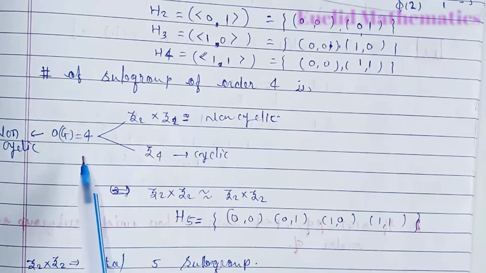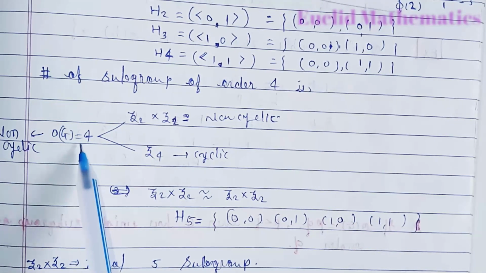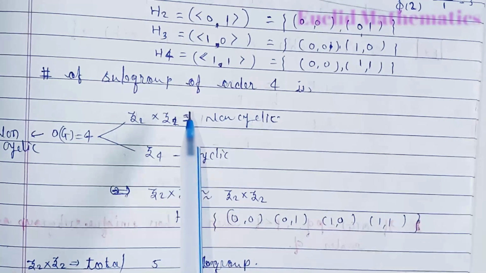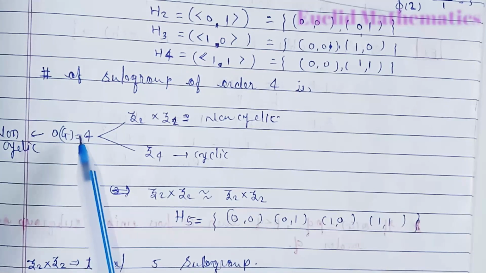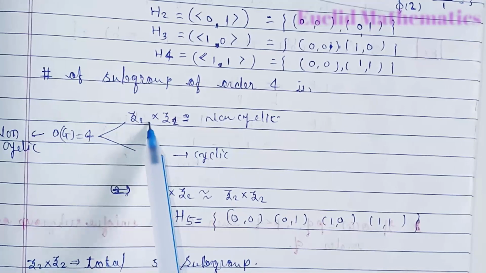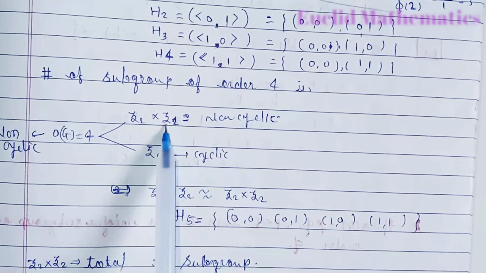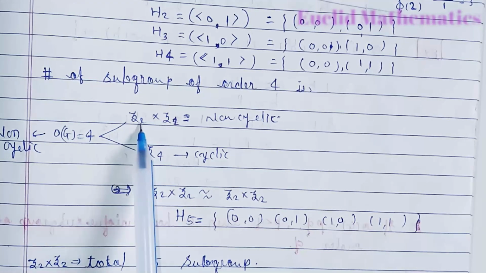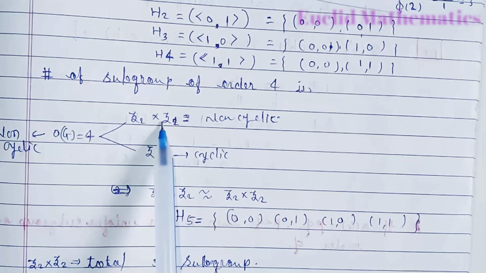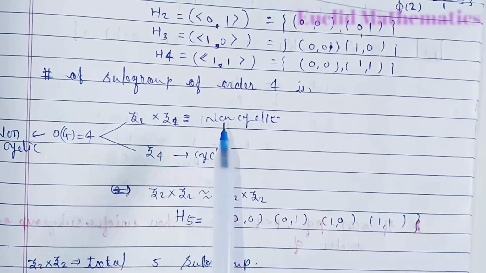The order of G is 4. So a divisor of the order of G is 4, which means there is a possibility of a subgroup of order 4. So we check the number of subgroups of order 4, whether cyclic or non-cyclic. Since the order of G is 4, a group of order 4 is isomorphic to Z2 cross Z2, which is non-cyclic, or Z4, which is cyclic. Why is it non-cyclic? Because Z2 cross Z2 has order 4, but it does not have any element of order 4, that's why it's non-cyclic.